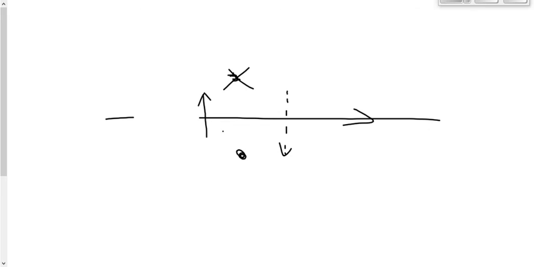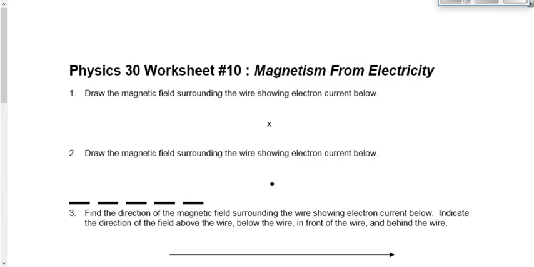This is the worksheet that you guys were working on in class. I want to take a look at that worksheet now. Worksheet number 10 on page 41 of your worksheet booklet. Question number one says, draw the magnetic field surrounding the wire showing electron current below here.